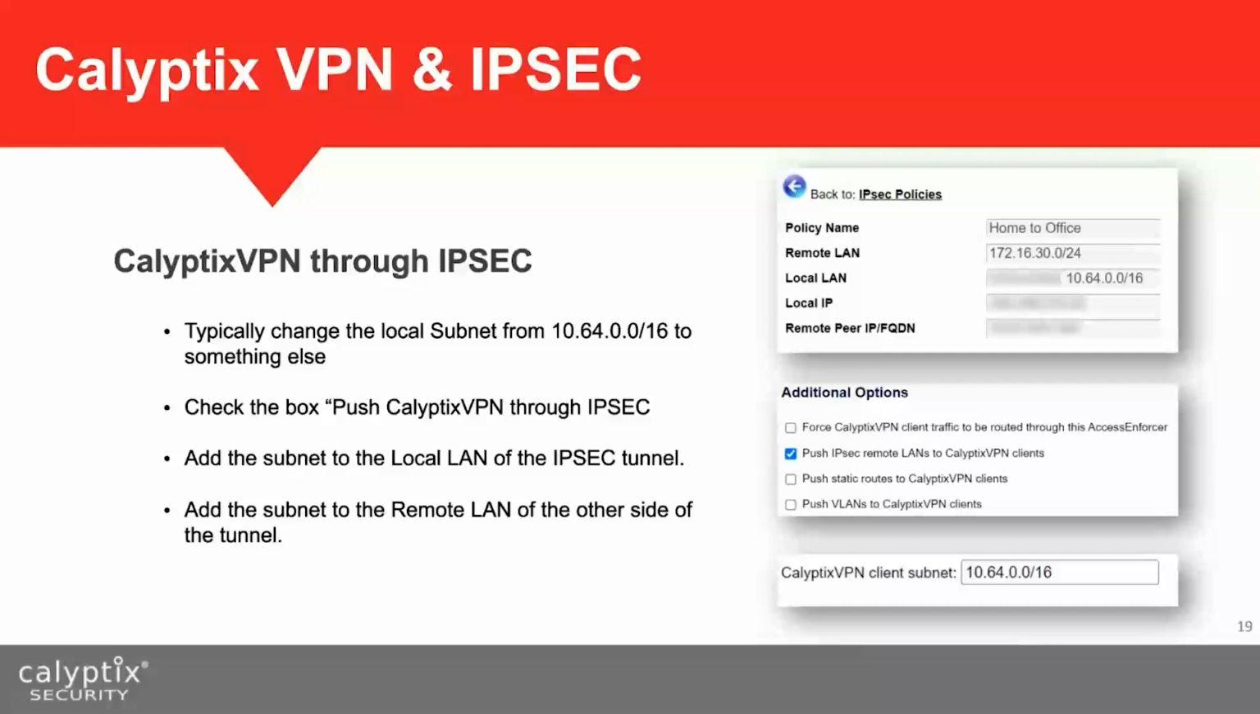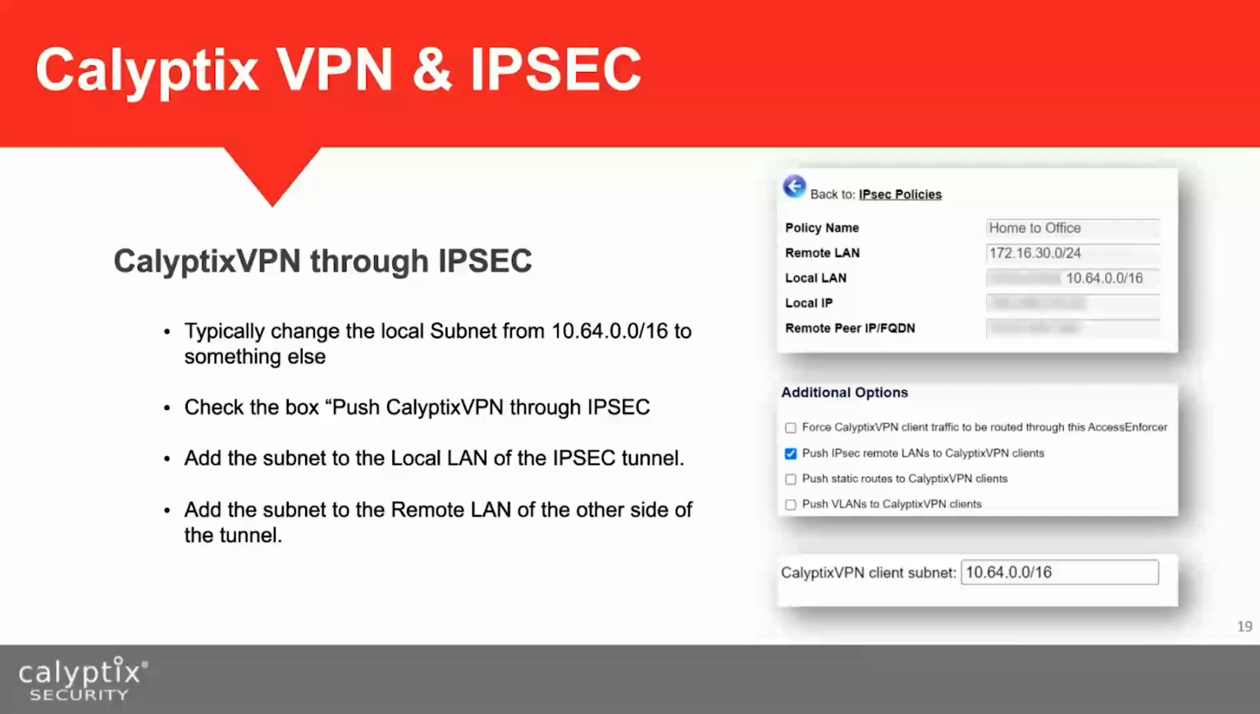So the first thing we want to do is go to Setup, VPN, Calyptix VPN Users, Calyptix VPN Settings. And then at the bottom, there is a checkbox that says push IPsec remote LANs to the Calyptix VPN client. Once you hit apply, it's very important that you disconnect your Calyptix VPN to get a new configuration. If you don't disconnect, it's not going to add all of this new information that you told it to push. It's going to grab all of the information from the IPsec page and put that into your Calyptix VPN. So you have to disconnect and then reconnect.